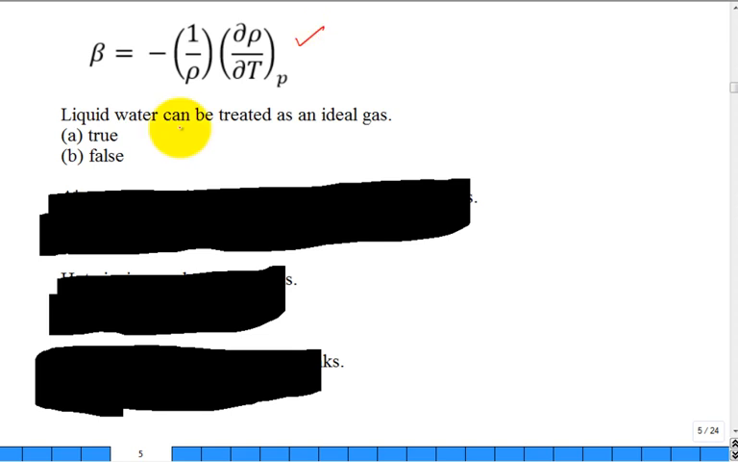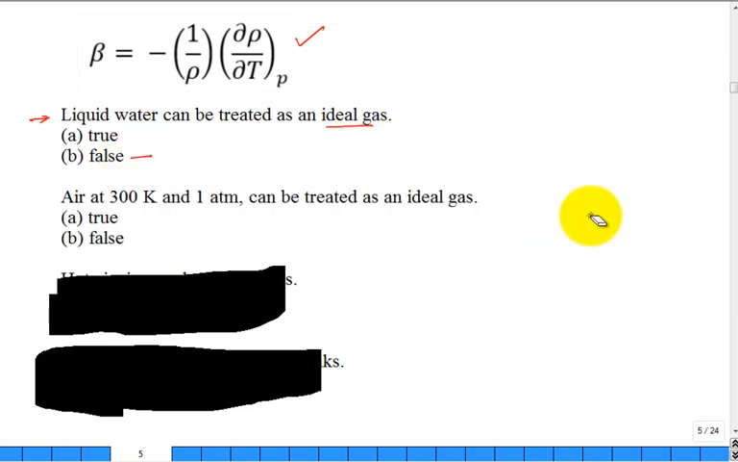For liquid water, true or false, we don't have clickers today, so we'll just call it out. Liquid water, can it be treated as an ideal gas? False. It's false. No, it cannot. I'll give an exam problem, and it'll be buoyancy in liquid water, and on autopilot, beta is 1 over T, let's go. And you can't do that.